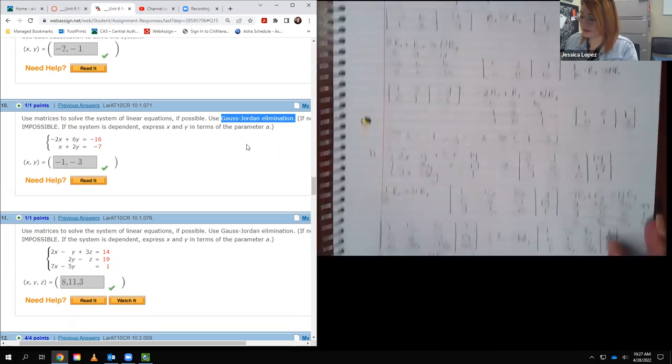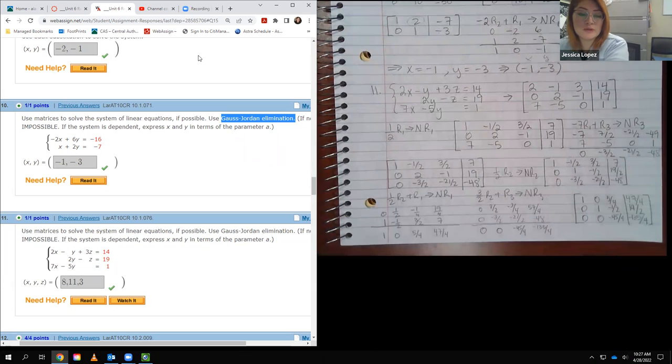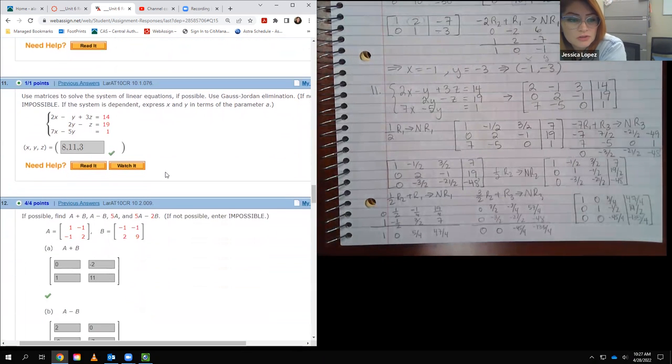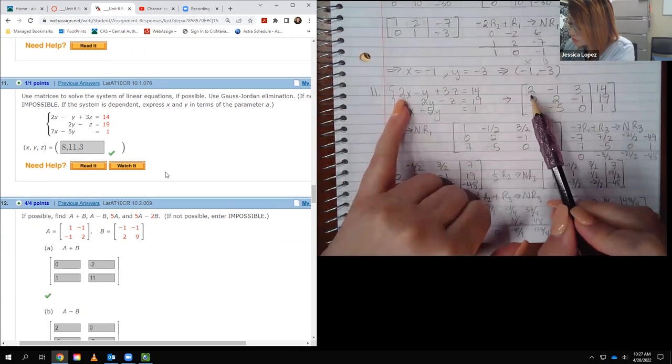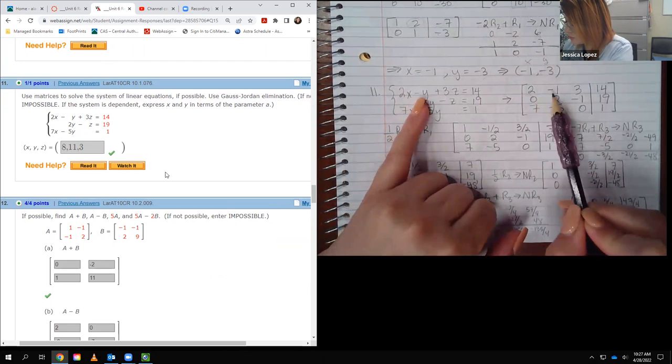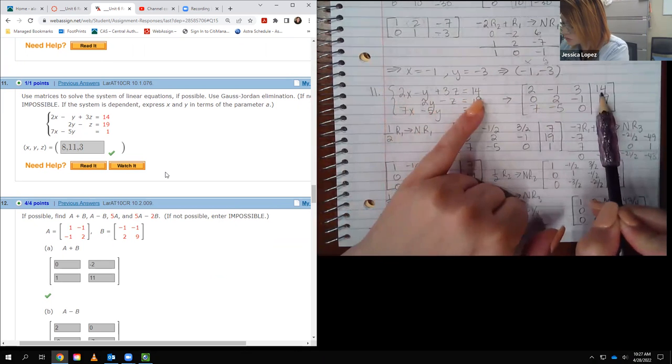Number 11. So number 11 is very similar, but it's a larger matrix. It's a 3x3 system, 3 variables, 3 equations. And so I did put the augmented matrix first. So the coefficient of x is 2, the coefficient of y is negative 1, the coefficient of z is 3, and the constant is 14.